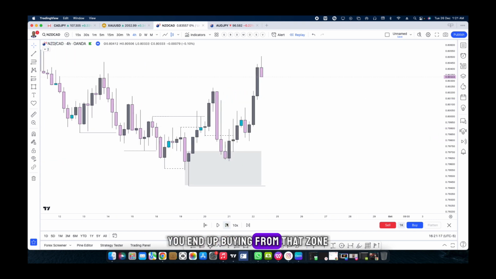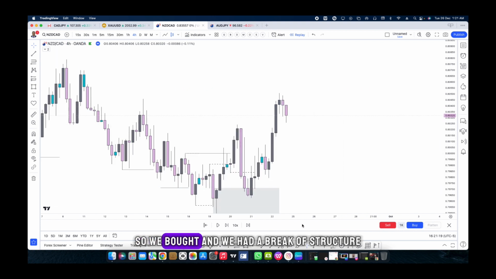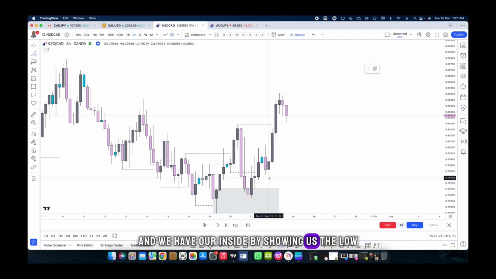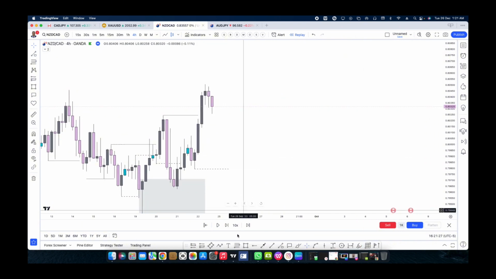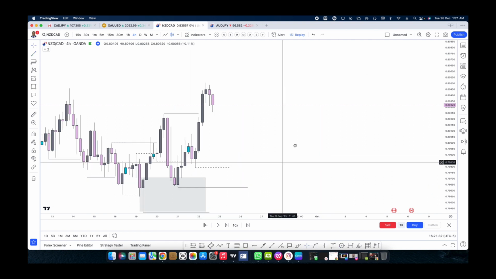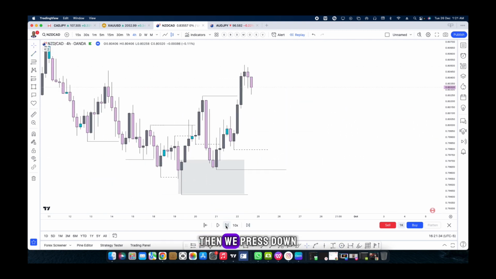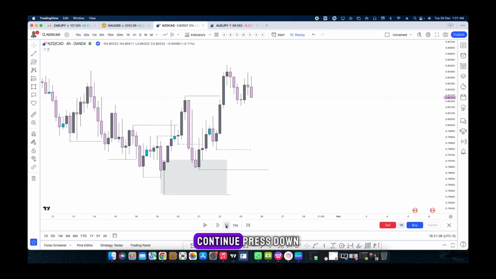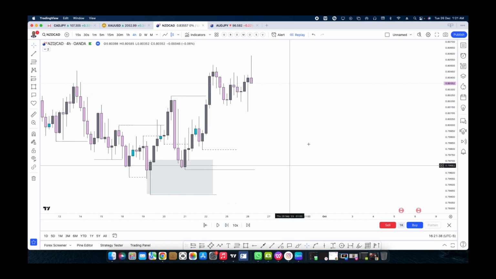Yeah, we end up buying from that zone. So we bought, and we had a breakout structure, and we have our inside bar showing us the low, and this becomes what? Our swing low. Then we press down, continue, press down.